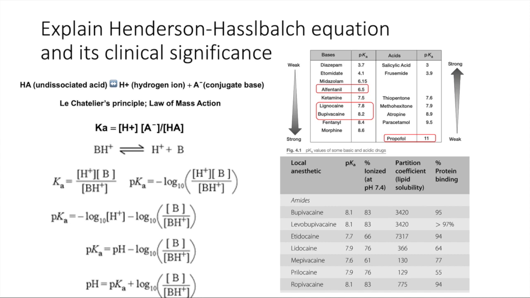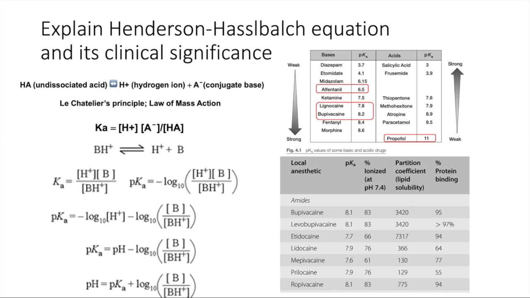Le Chatelier's principle, if that's how it is pronounced, states that when hydrogen ions are added to the solution, the equilibrium shifts to the left, and the hydrogen ions will be neutralized by the conjugate base to minimize the increase in free hydrogen and maintain a constant pH. And by the law of mass action, the equilibrium constant K, together with the relative concentration of the acid and the conjugate base, determines where the equilibrium is.